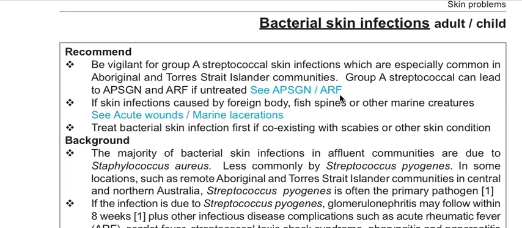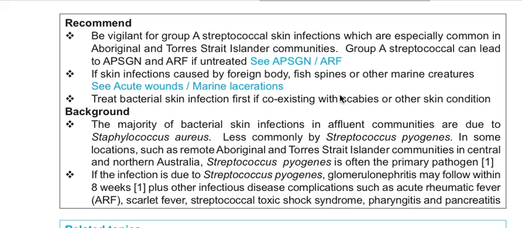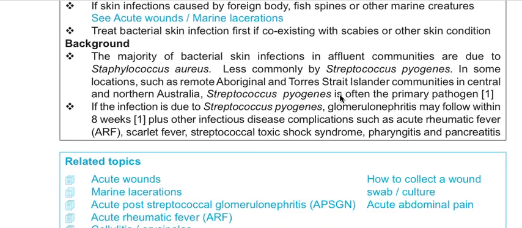Treat bacterial skin infection first if coexisting with scabies or other skin condition. The majority of bacterial skin infections in affluent communities are due to Staph aureus, less commonly Strep pyogenes. In some locations, such as remote Aboriginal and Torres Strait Islander communities, Strep pyogenes is often the primary pathogen. If infection is due to Strep pyogenes, glomerulonephritis may follow within 8 weeks, plus other infectious disease complications such as acute rheumatic fever, scarlet fever, streptococcal toxic shock syndrome, pharyngitis and pancreatitis.